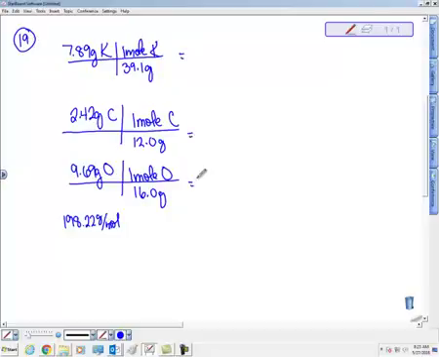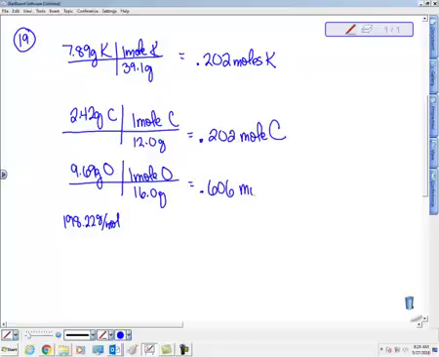All right, let's do it. This comes out to be about 0.202, and that's our potassium. This also comes out to be about 0.202 moles. 9.69 divided by 16. And this last one is approximately 0.606 moles.